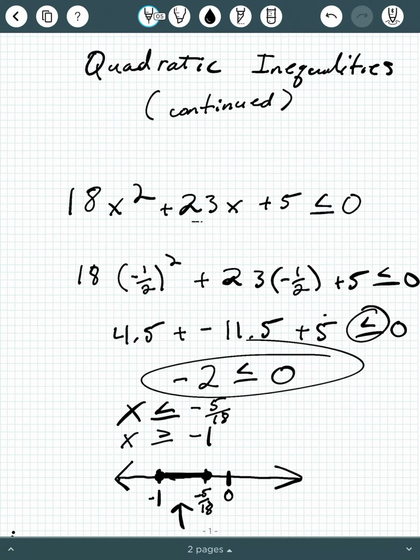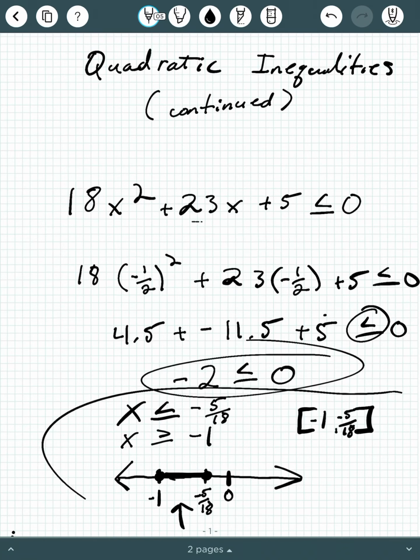We also have a third way we can write these now. You've seen this set notation. We use a bracket because it's got the inequality and equal to, so it's equal to the boundary points. Our left boundary, or the smallest we can be, is -1. And then the largest we can be is -5/18. So we've written that answer 3 different ways that are all acceptable, and we've solved that quadratic inequality.